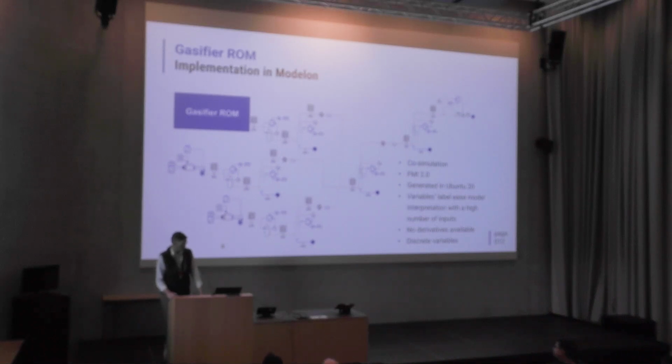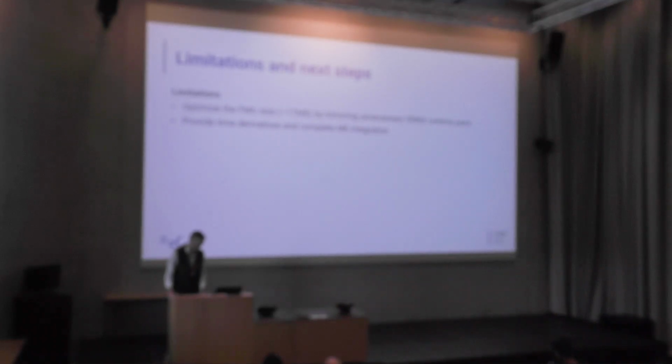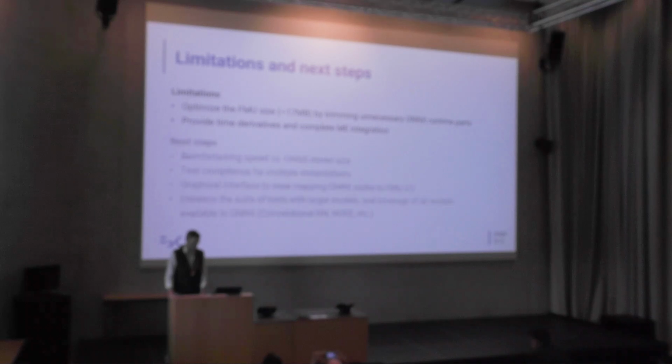And then in this case, we do not have derivatives available, which gives me the chance to talk about the limitations of this approach that we have adopted now. So first limitation might be the size of this FMU. Since we bring with us all the ONNX runtime, the size of the FMU is quite important, so 70 megabytes, and we would like to reduce this size, and then provide the derivatives and complete the model exchange integration, which is maybe the most important thing we want to do now.